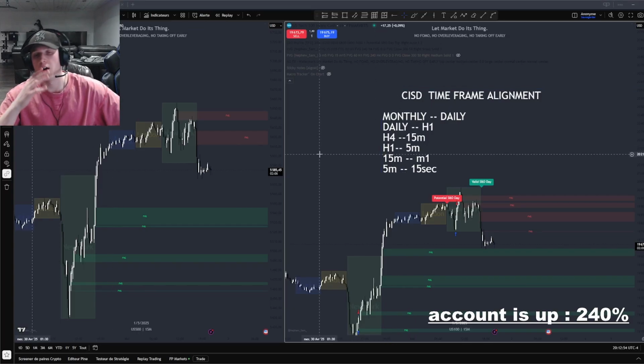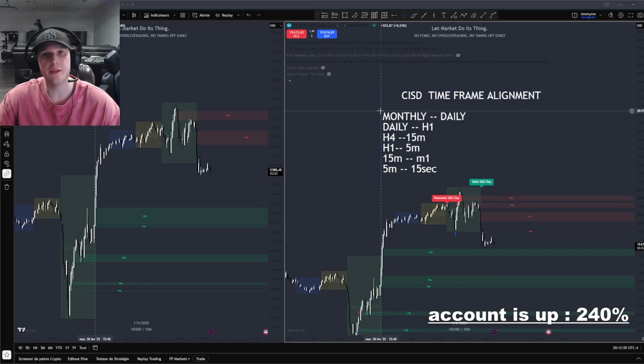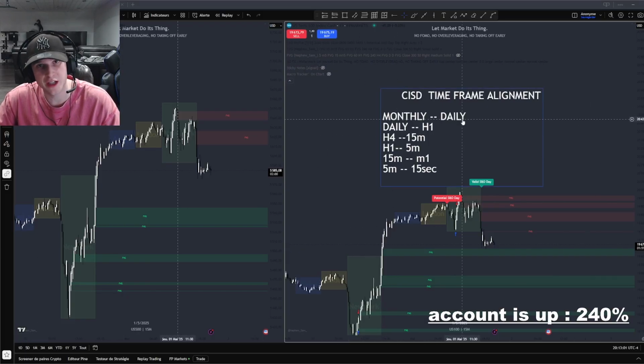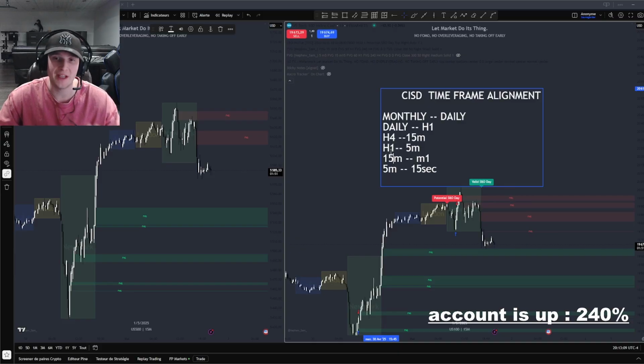Here we go. So what this means is that if you have a monthly PD array, you want to get a daily CISD, okay? But us, we're only going to focus on the bottom three. So if you have an H1, which is a 1 hour PD array, you want to focus on a 5 minute CISD, a 15 minute PD array on a 1 minute CISD, and a 5 minute PD array on a 15 second CISD. So what does that mean exactly?